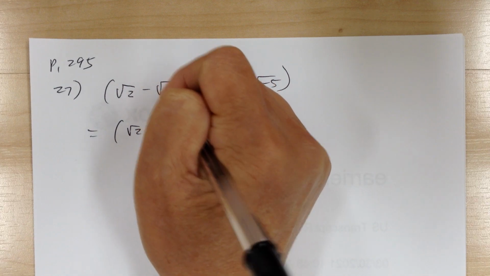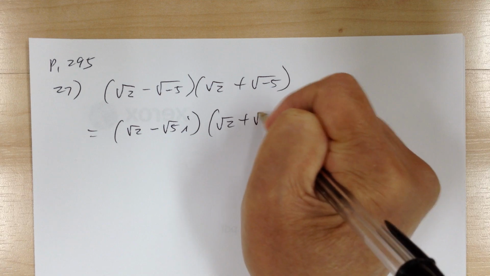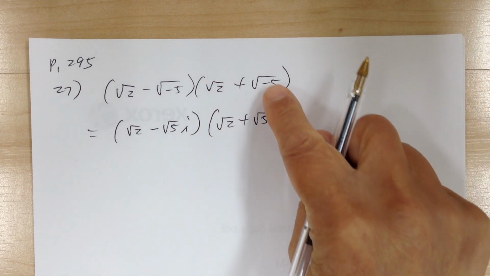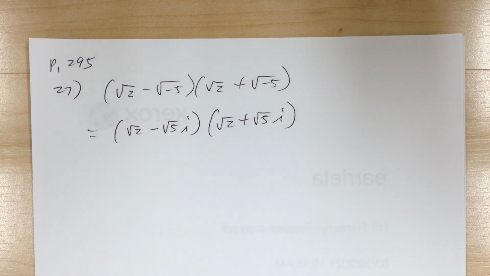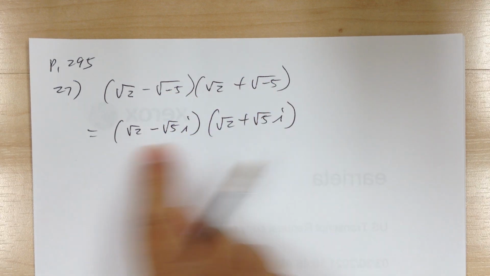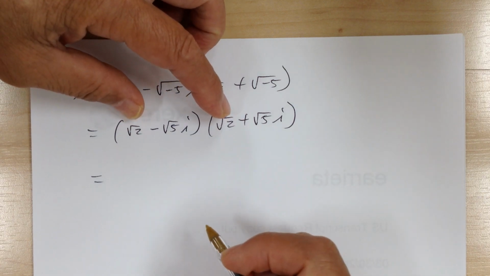Again, the square root of a negative is i, so take care of that before you do anything else. Take care of the negative inside the square root by turning it into i. So now you're ready to multiply. Again, this is a conjugate, so you can multiply corresponding parts.